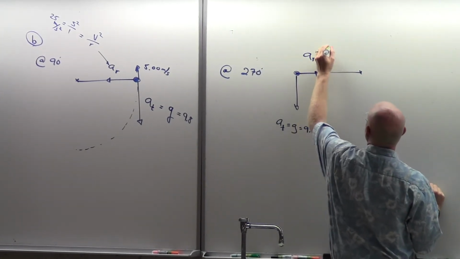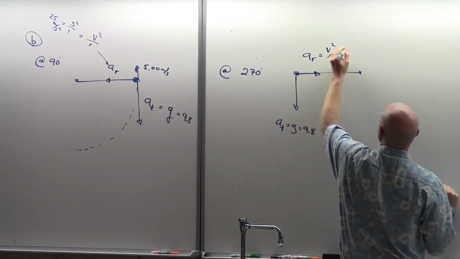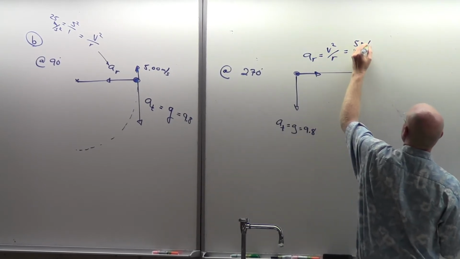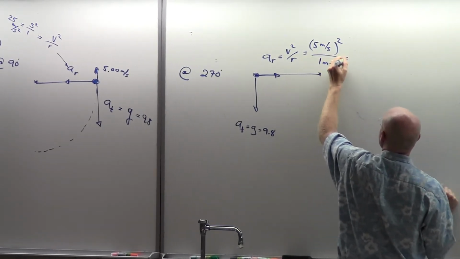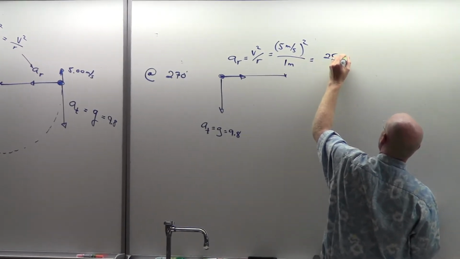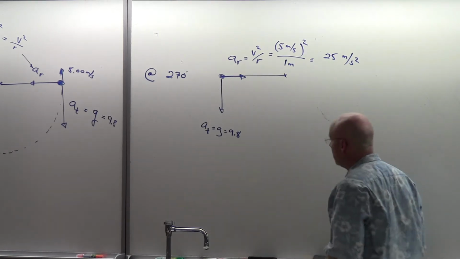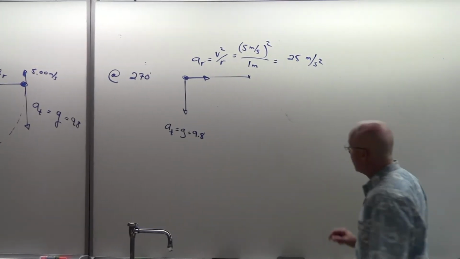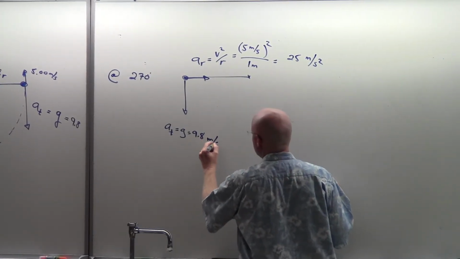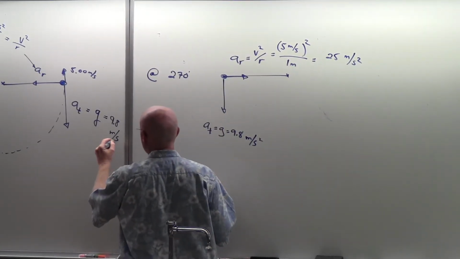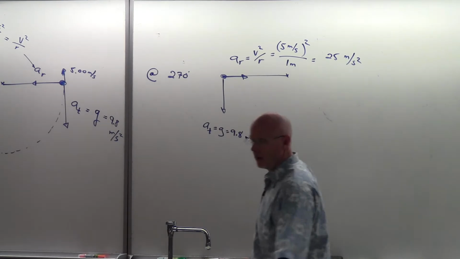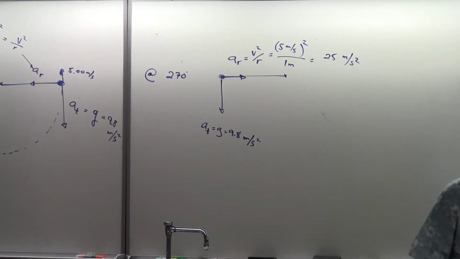But again, that radial part would be v squared over r. And the v is the 5 meters per second that you are going to square. And the r is the 1 meter. And that's where the 25 comes from. And if you check your units, it's 25 meters per second squared. And so they are essentially the same problem, just one is swinging to the left at an instant, and the other one is swinging to the right.